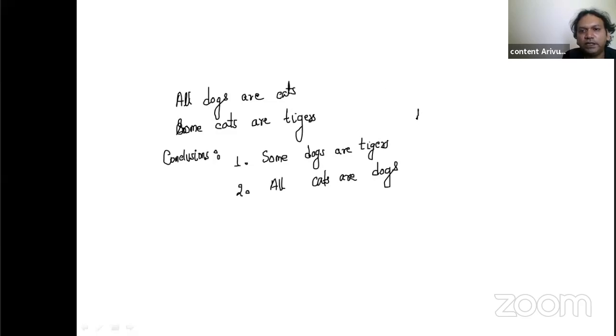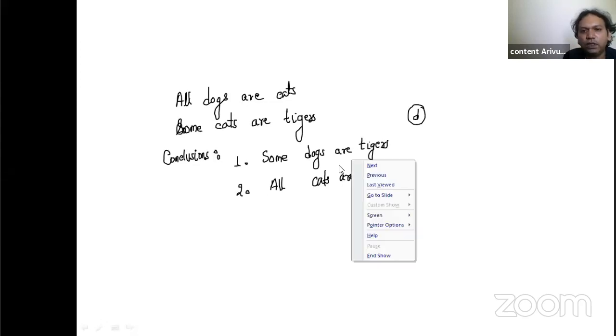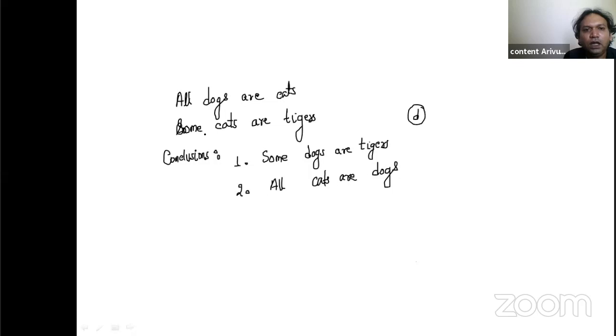The correct answer is D. That is, neither one nor two is true. So let's again look at the solution for this question. First statement, all dogs are cats. So we have the dog circle, which is inside the cat circle.